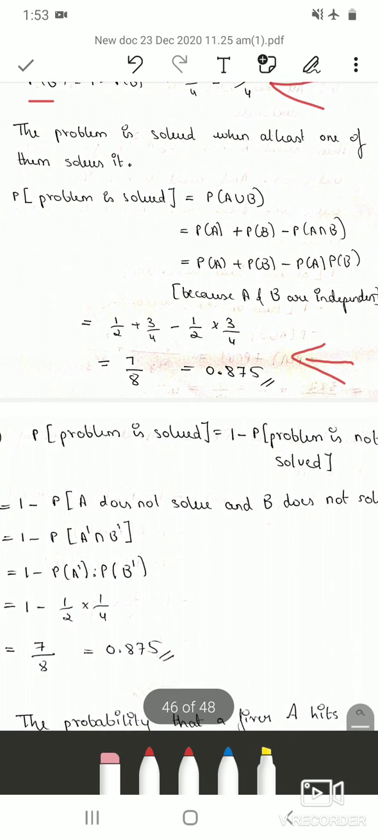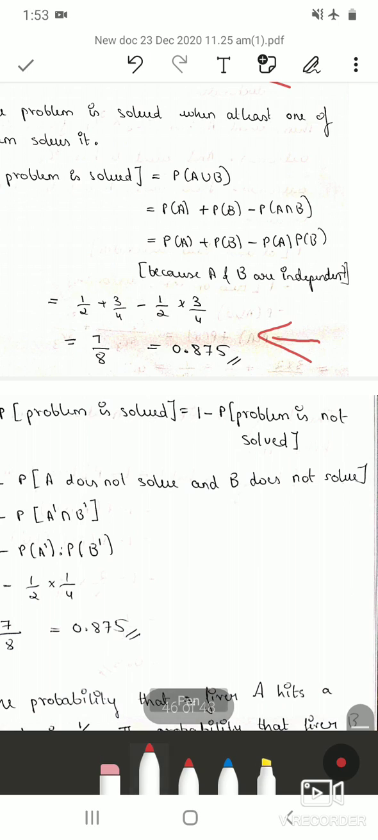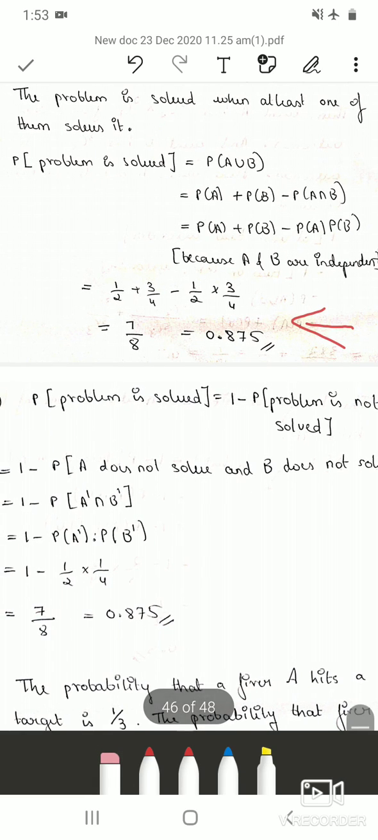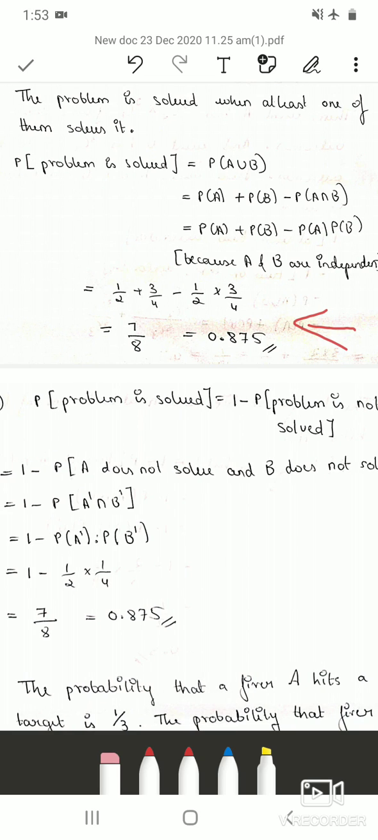So 1 minus the probability that A does not solve and B does not solve. The problem will remain unsolved when both A and B cannot solve it, so we are taking the intersection. A does not solve is A complement. Therefore, 1 minus probability of A complement intersection B complement.